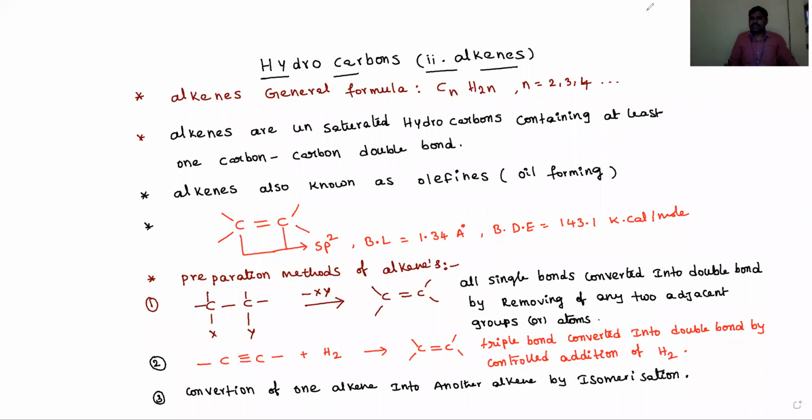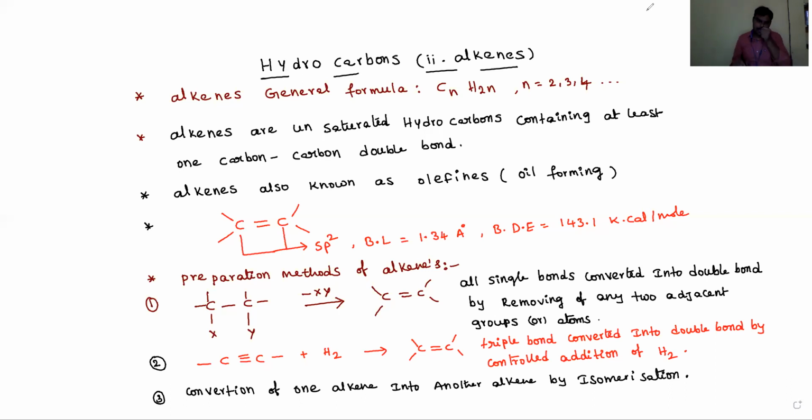Hi dear students, in the last class from the hydrocarbons chapter we discussed alkanes, their preparation methods, and important chemical properties related to NEET and JEE and for board examinations. Now in today's class we will discuss alkenes, the important preparation methods of alkenes.